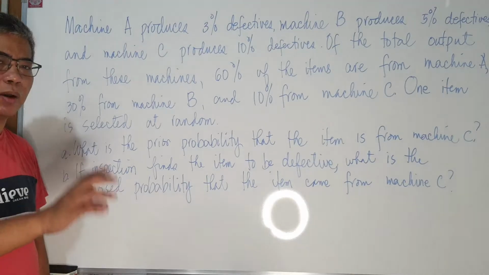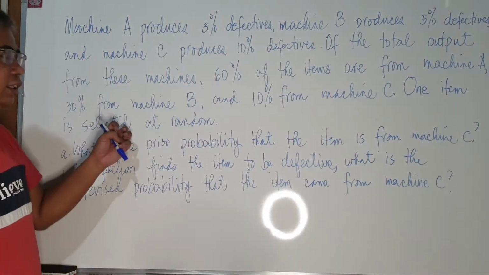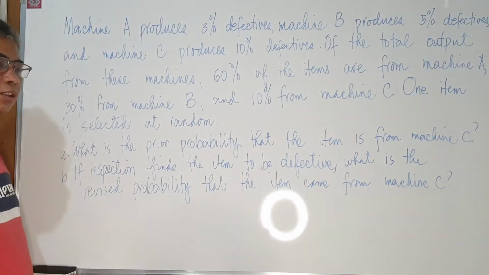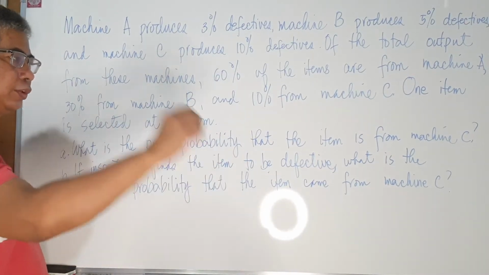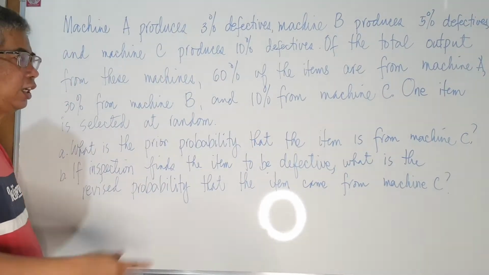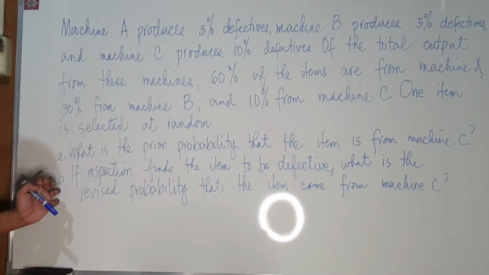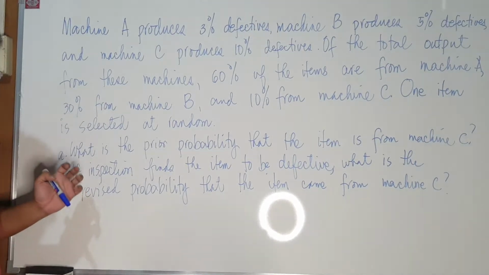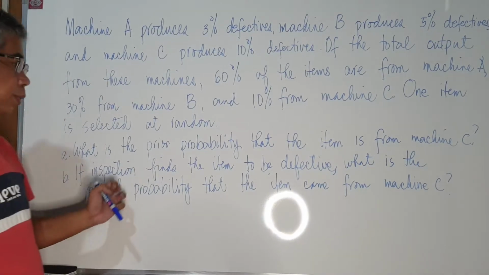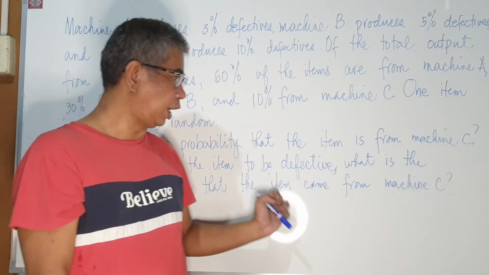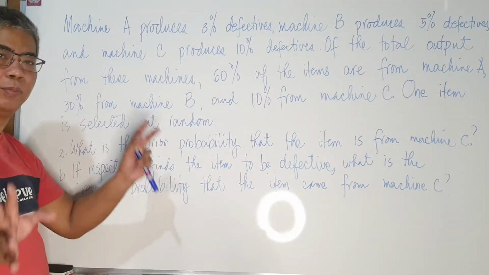So, kung halimbawa, nag-sampling ka sa production, so, one item is selected at random. Okay? So, ano ang tsansa na ang item na napulot mo from a production ay galing sa Machine C? So, that's the first question. Then, the second question is, if inspection finds the item to be defective, what is the revised probability that the item came from Machine C? Okay? So that's the problem.